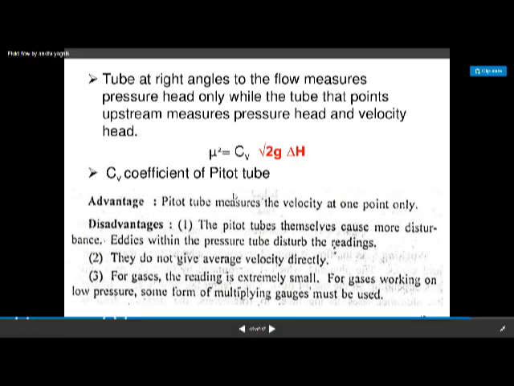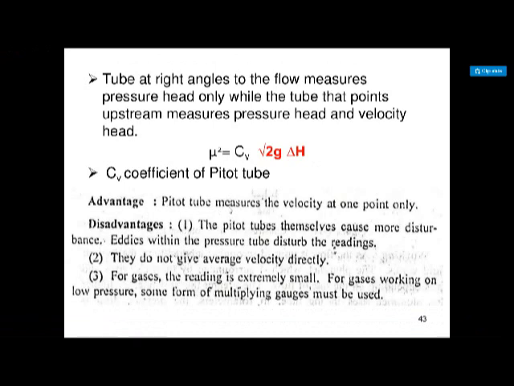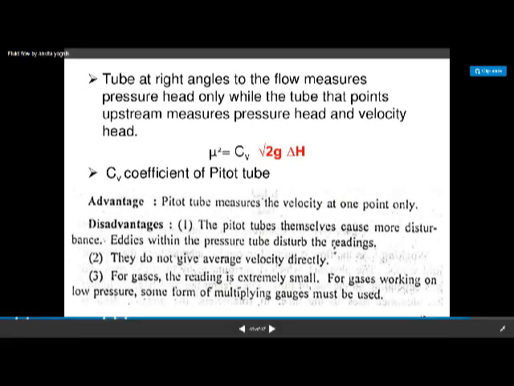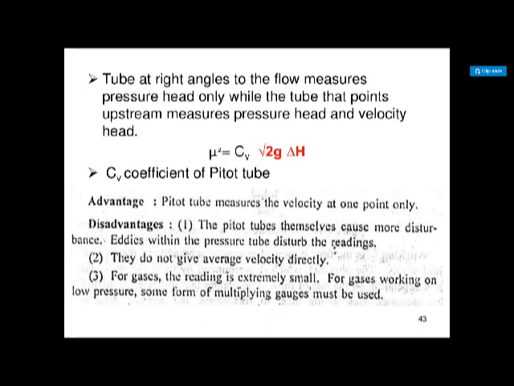So what are the advantages of the pitot tube? Pitot tube measures the velocity at one end only. और disadvantages में क्या है? The pitot tubes themselves cause more disturbances. Pitot tubes में खुद में ही बहुत ज़्यादा disturbances cause करते हैं. बहुत बार eddies develop होते हैं. Eddies within the pressure tube disturb the reading. बहुत बार ऐसे eddies develop होने की वजह से reading में manometer के problem आता है.